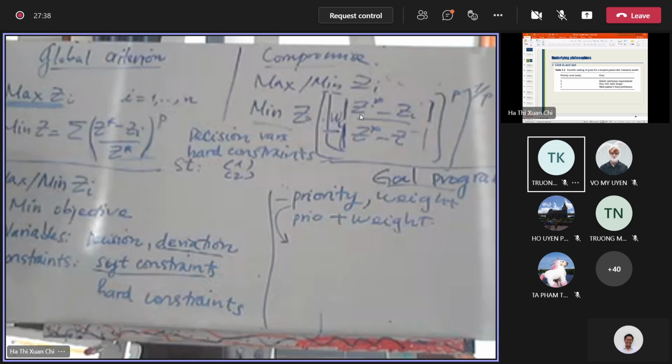Minimize cost, maximize profits. That is objective. But I want to achieve 1,000 US dollars for profits. That is goal. The difference between goal and objective.